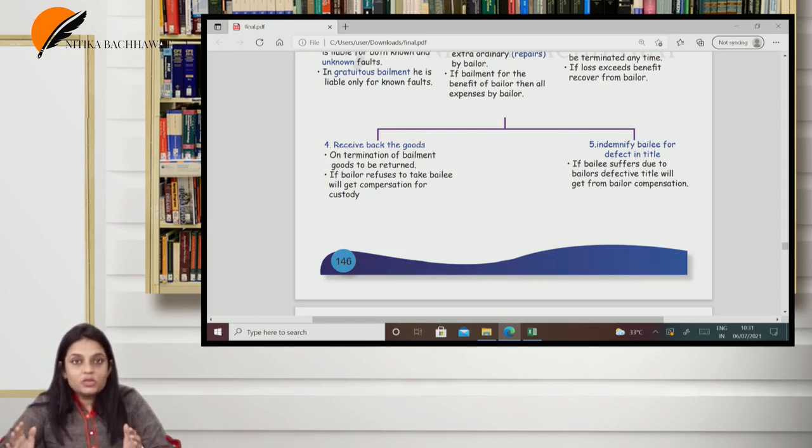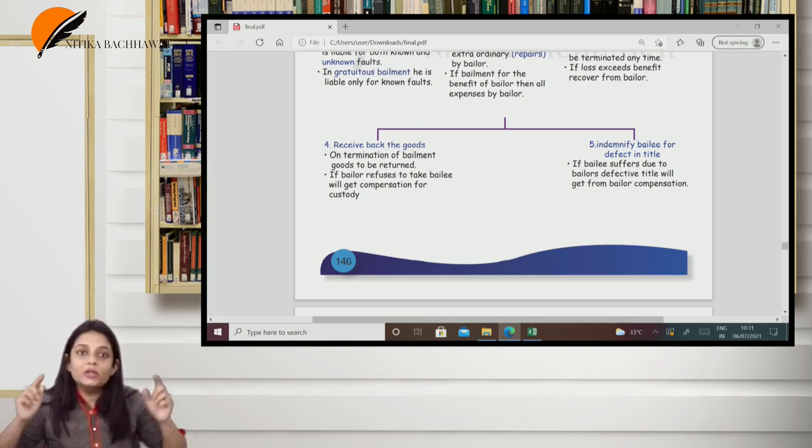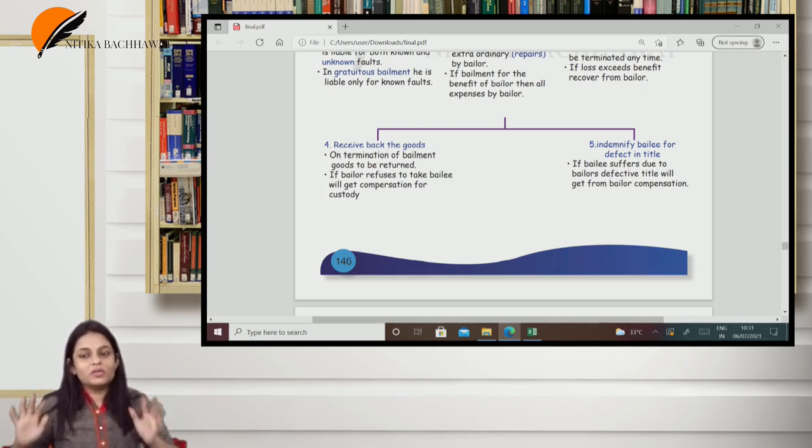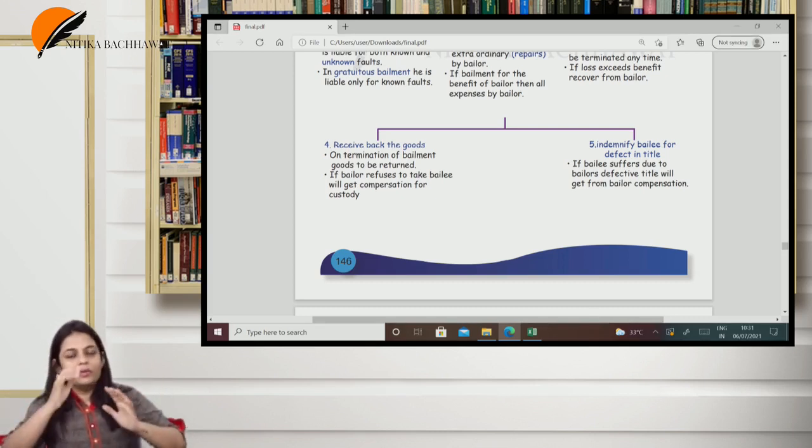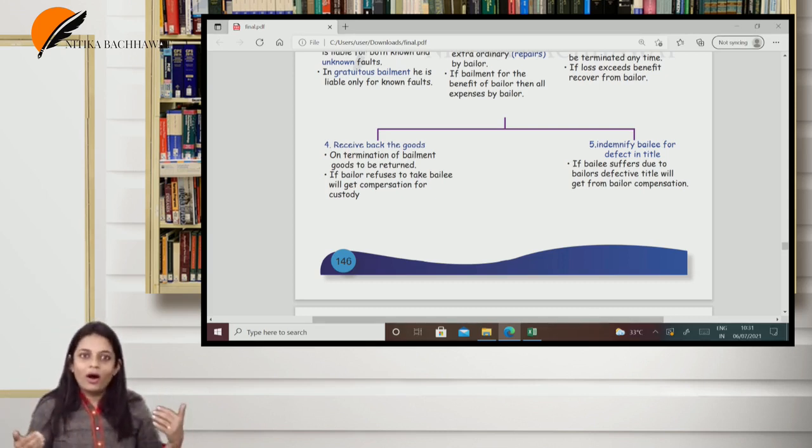Now the next duty of the bailer is that when the bailment is terminated, when the contract of bailment is over, he has a duty to take the goods back. It is his duty to take the goods back. You don't have a place to keep it, so you say, no, you keep it, I'll take it later, no problem. Oh my God, you are just seeing your benefit, not the benefit of the bailee. So if you refuse to take the goods, the bailee has a right to claim compensation from you.